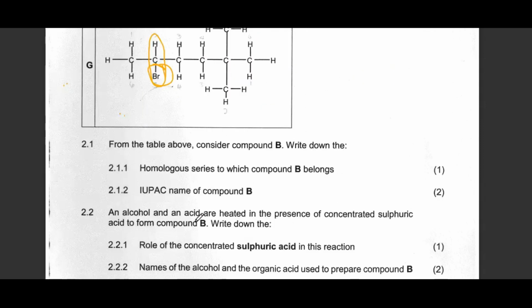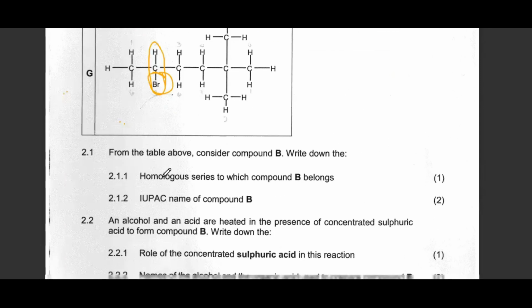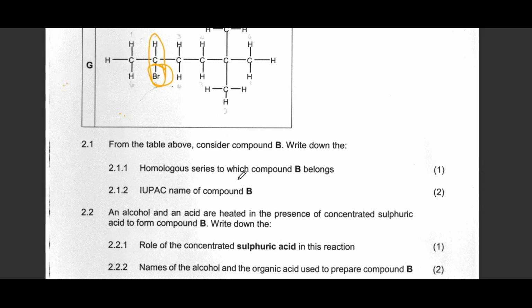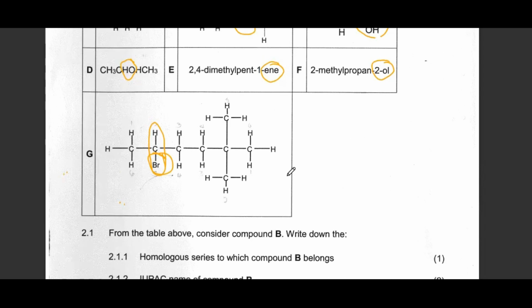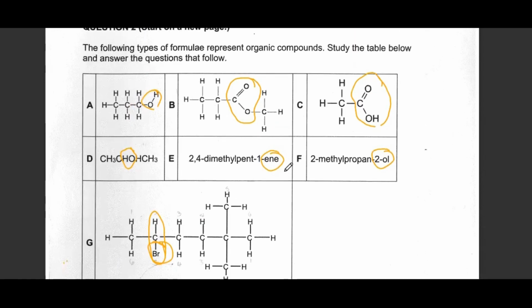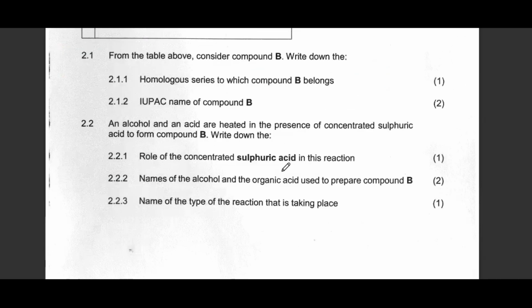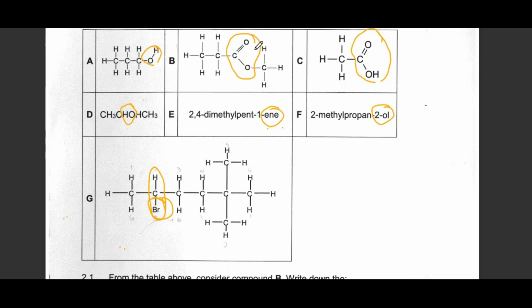So, question from the table above, consider compound B. Write down number 1, the homologous series to which compound B belong. The homologous series, B, where's B? We have seen it that this is an ester. So B is going to be an ester. Yes, it is an ester. And then IUPAC name of B. They're saying IUPAC name of B. Let's see IUPAC name of B.